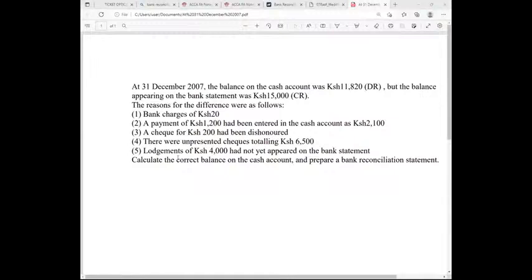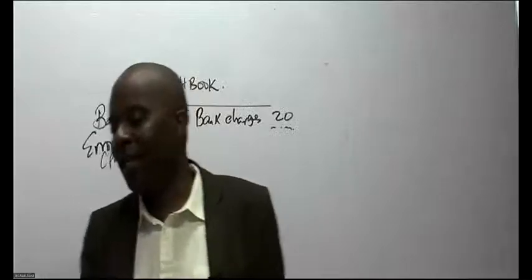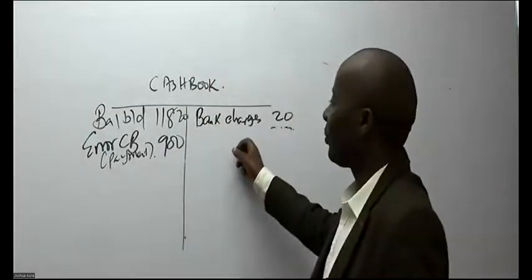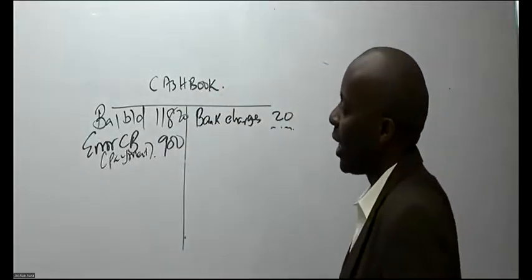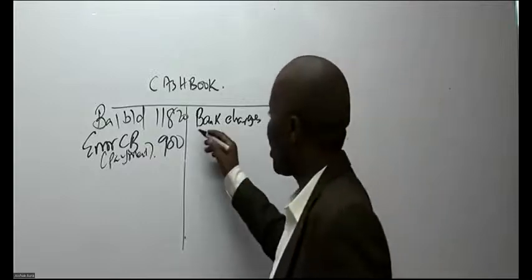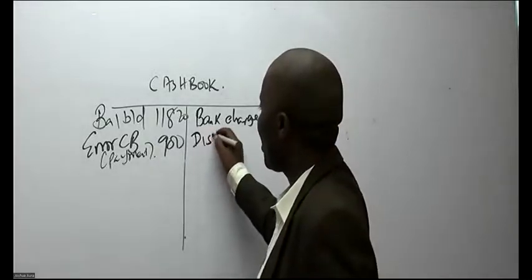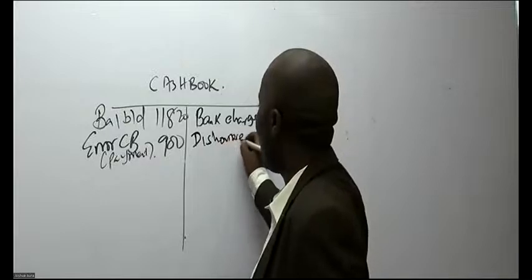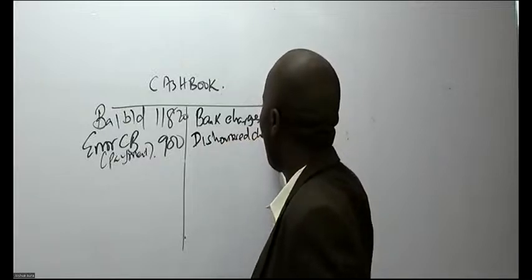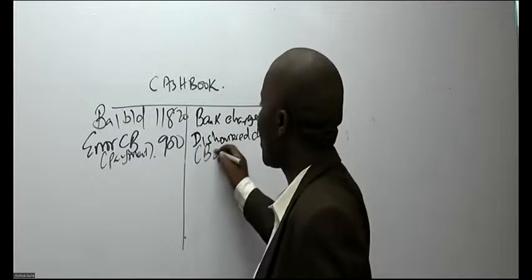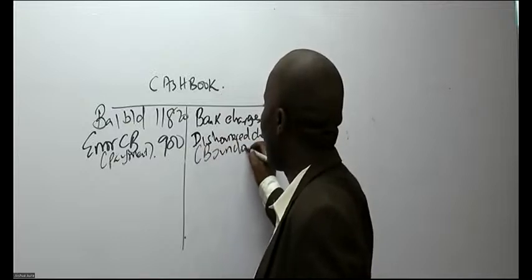Here we are saying a check for Kenya shillings 200 had been dishonored. Here, I don't even have to reason at all. When I'm told that there is a dishonored, a bouncing check, what I need to do with these bouncing checks is to come straight away and credit the account. So in this case, we have here a dishonored check of 200. Any bouncing checks, credit there.